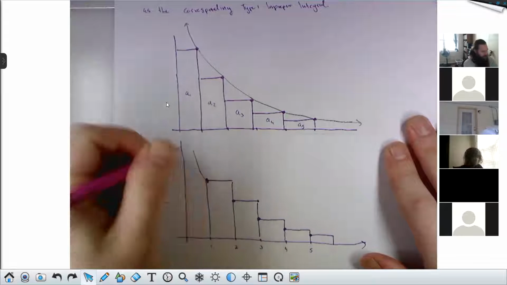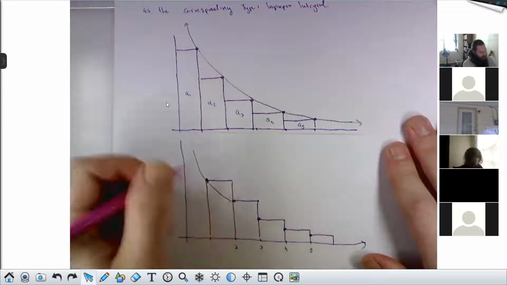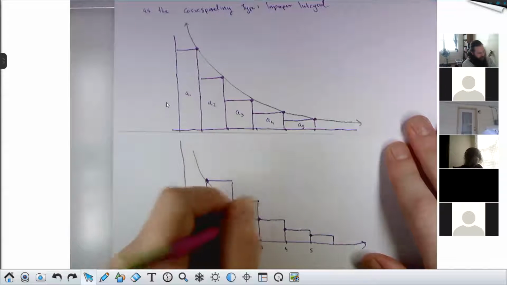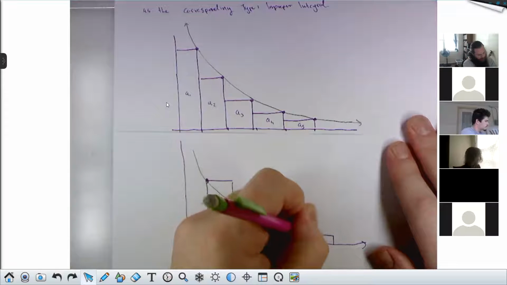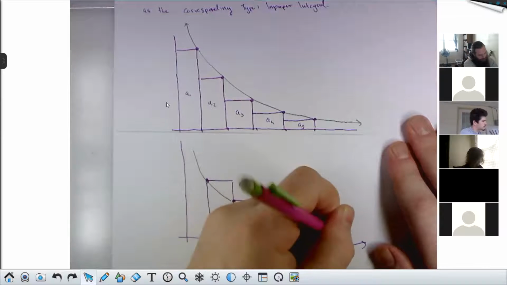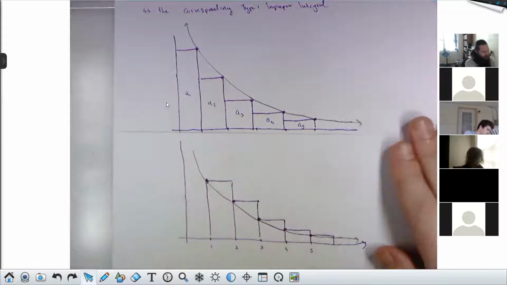So one will be infinite if and only if the other is infinite. One will be finite if and only if the other is finite. Right?